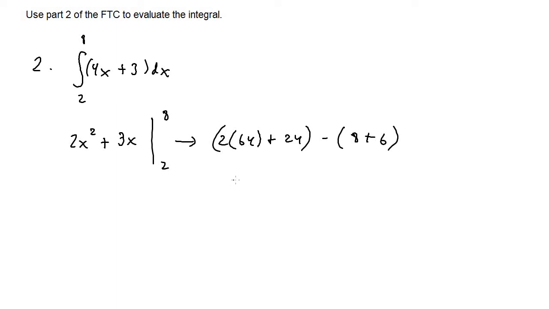Now we get 2 times 64, which is 128, plus 24, and then minus 8 plus 6, which is 14. 24 minus 14 is 10. 10 plus 128 is 138, and that's the final answer.